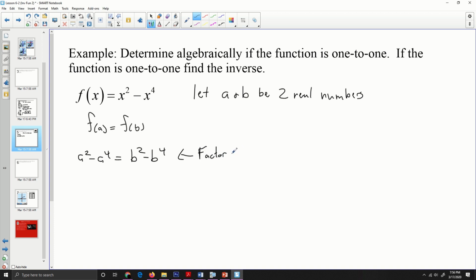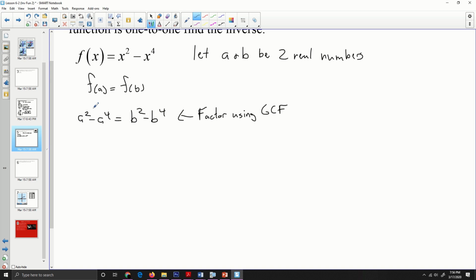And we're going to factor using GCF, greatest common factor. All right, so if I do the greatest common factor of both sides, the greatest common factor of a squared and a to the fourth is a squared, and that'll leave me 1 minus a squared. And if I factor out b squared, the greatest common factor of those two terms, it's b squared times 1 minus b squared. Now I could factor this more. This is a difference of squares. It could be 1 minus a and 1 plus a, and this could be 1 minus b and 1 plus b. But we're eventually going to get to the next step after that anyway, so I'm just going to leave it as is because it's not going to affect my outcome. And what I'm going to do instead is take the square root of both sides.